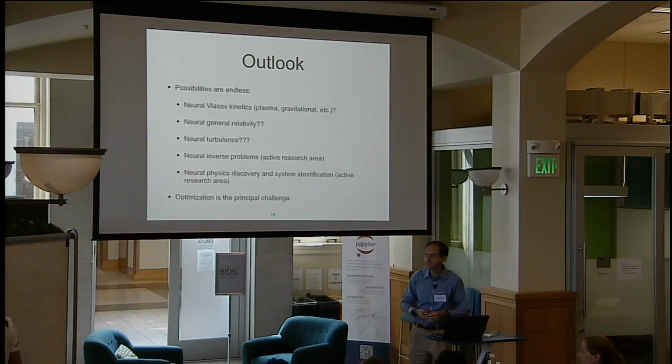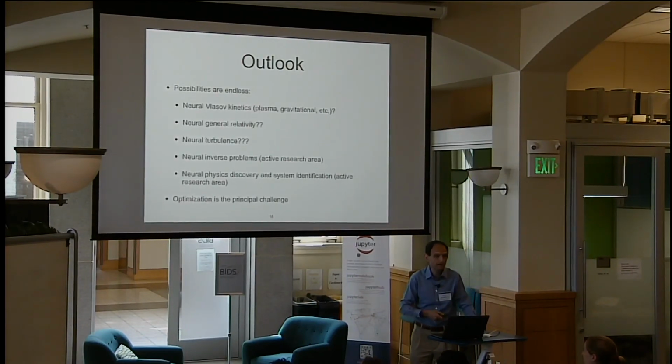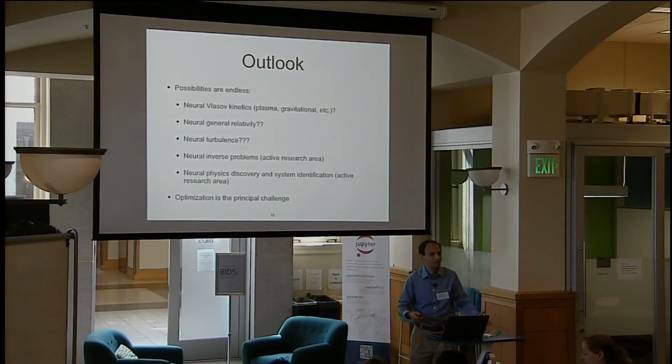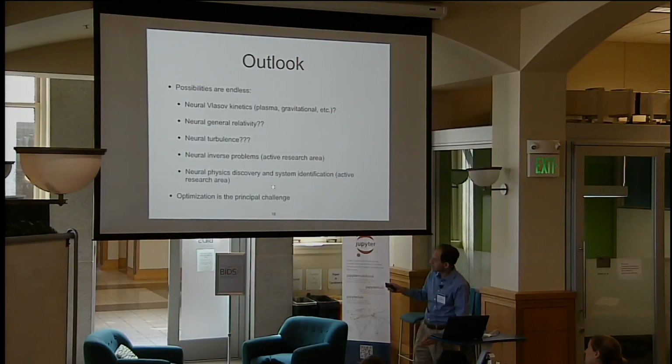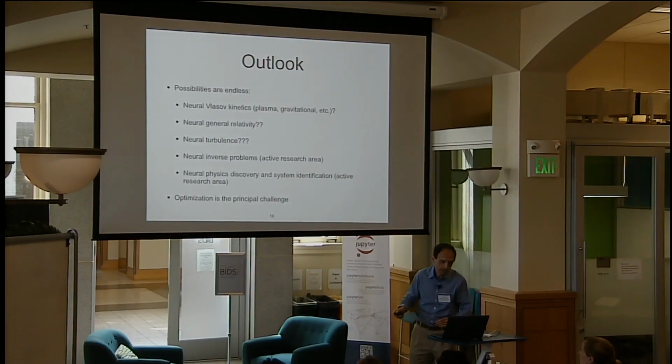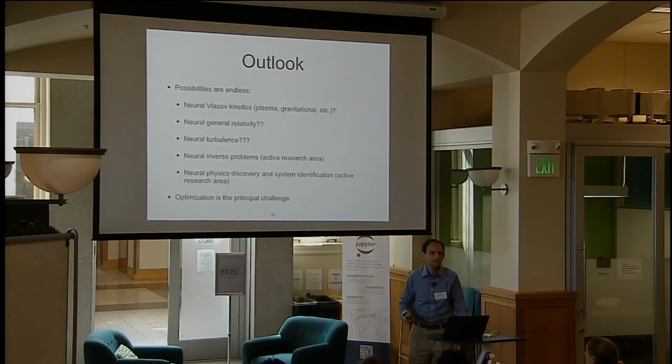So here is the outlook. Okay, so the possibilities are endless. I'm fantasizing, I like to fantasize. Okay, so let's use this method to solve the Vlasov kinetics, like plasma dynamics or gravitational dynamics. What about neural general relativity? What about neural turbulence? And there are actually very active research areas right now. The first, Professor Kutz's talk this morning, neural inverse problems and neural physics discovery and system identification, very much in line with the method that I described. And I'd like to leave you with the conclusion that optimization is the principal challenge in this method. Thank you.